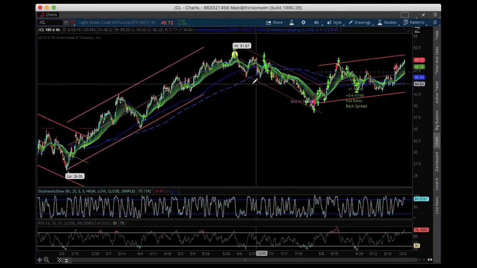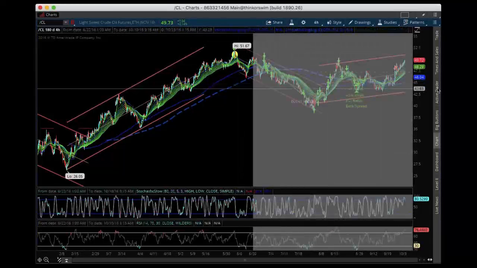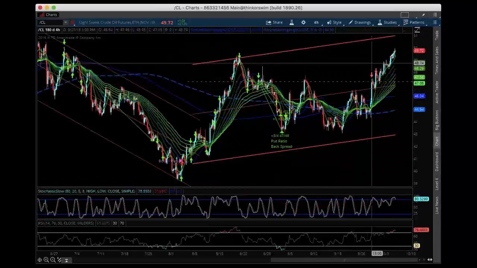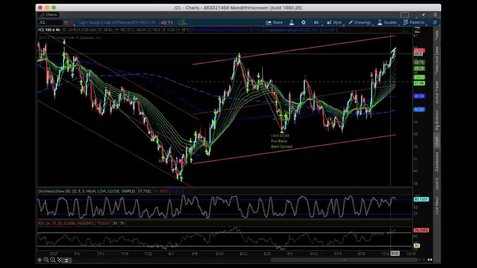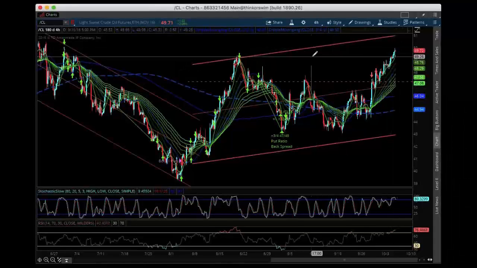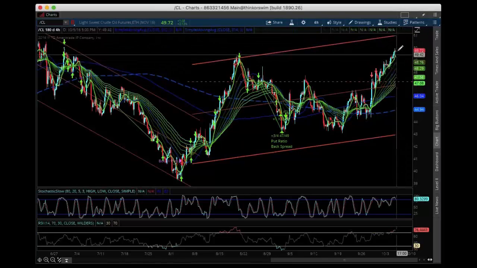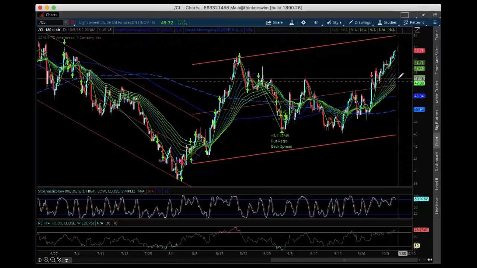All right. Let me kind of move this. Can't see everything here because I got the control panel up. So we're prepared to, again, run these stops maybe through 50, but then you want to be going the other way around up here around 51 or so.